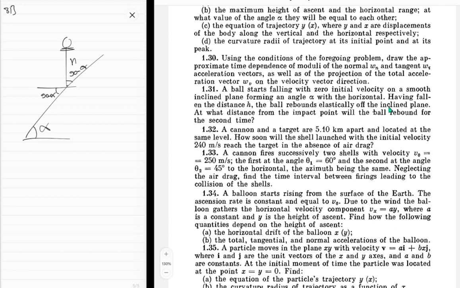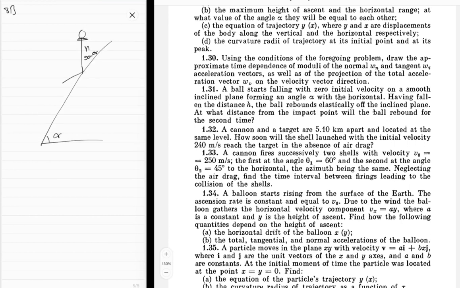Yes. Having fallen distance h, the ball rebounds elastically off the inclined plane. At what distance from the impact point will the ball rebound for the second time? Oh, okay. So just move it up a little bit, and actually just draw it slightly better. So maybe this looks like 45 degrees. I don't want it to look like 45 degrees. I want it to look slightly different. Let's say maybe a steeper angle will be better. It's still 45 degrees. This is better.